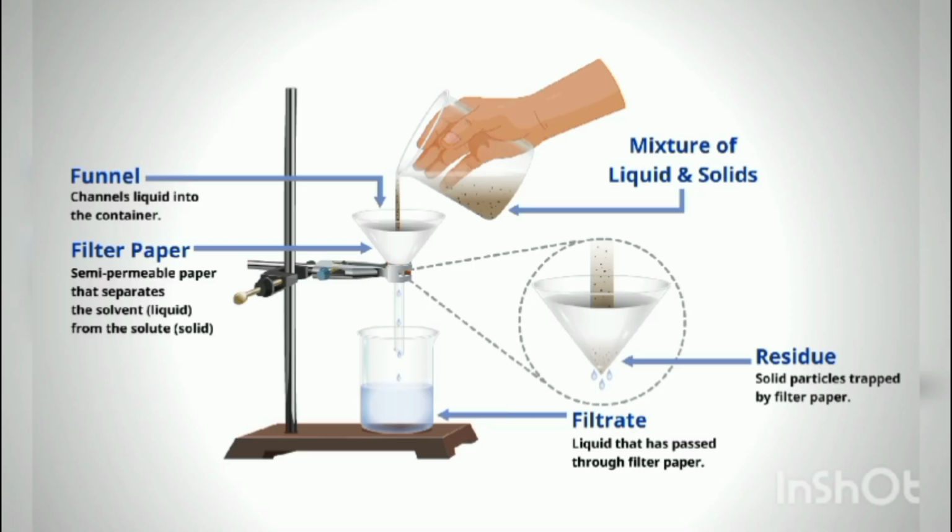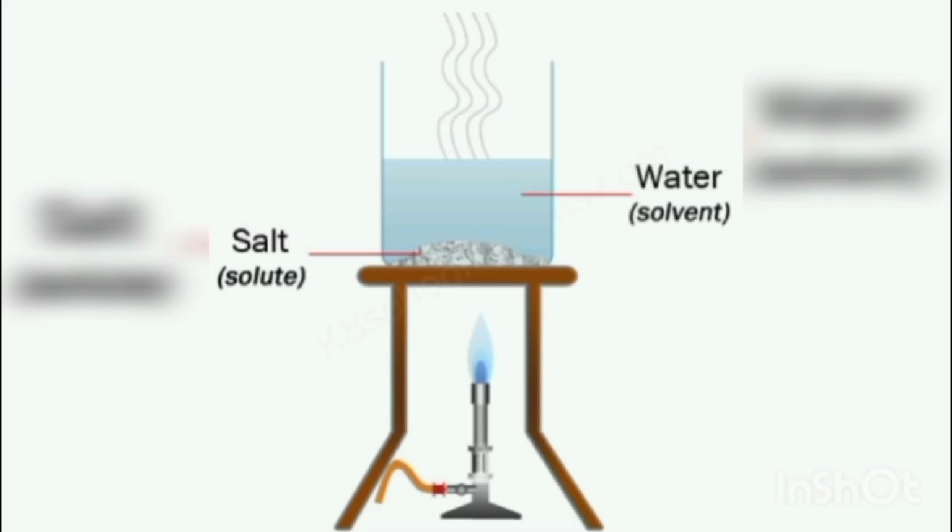Now the next technique for separating a mixture is filtration. We use different apparatus for filtration. The most important thing is that we use filter paper for filtration. In the proper lab method, we use different apparatus like a funnel, beaker and filter paper to filter different mixtures. The leftover is known as residue and the filtered solution is known as filtrate.